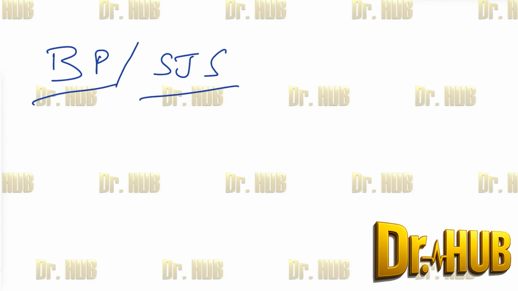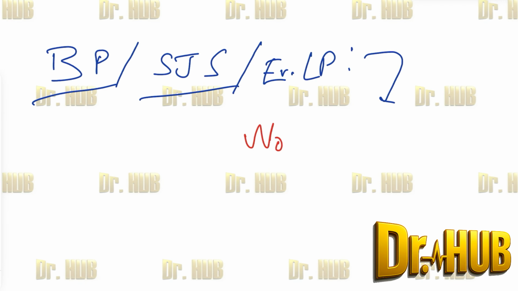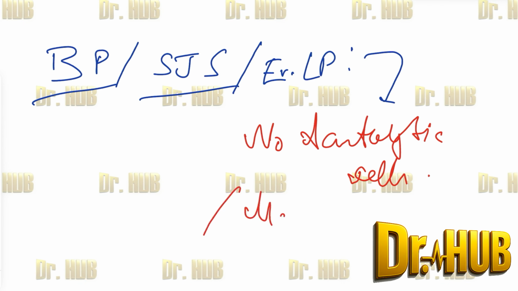Now moving on to the other disorders such as BP, Stevens-Johnson syndrome, and erosive lichen planus. BP stands for bullous pemphigoid. In all these, there are no acantholytic cells and many leukocytes are present.